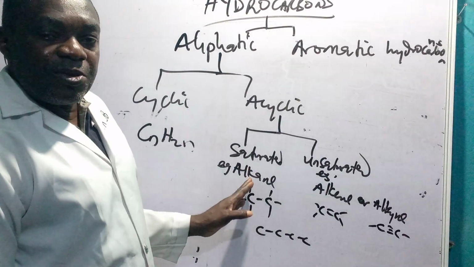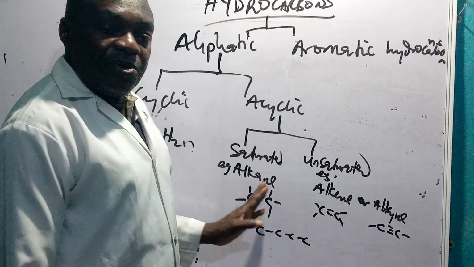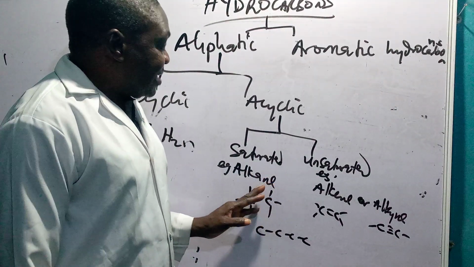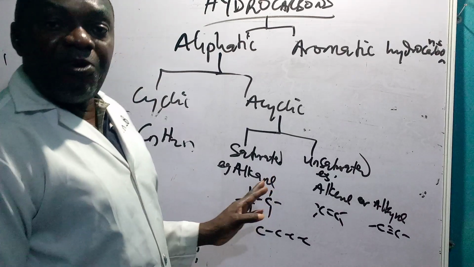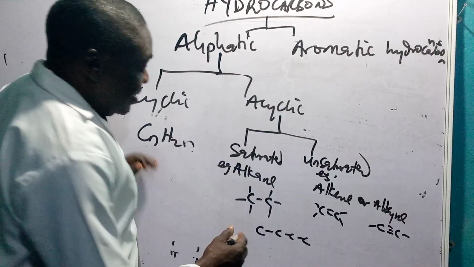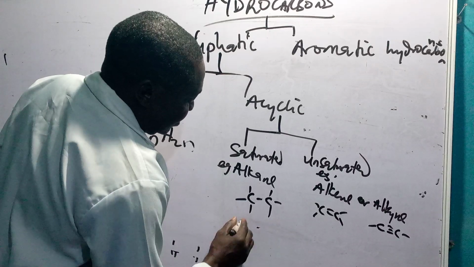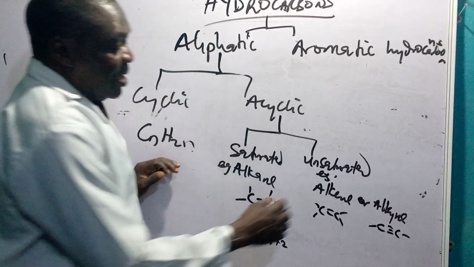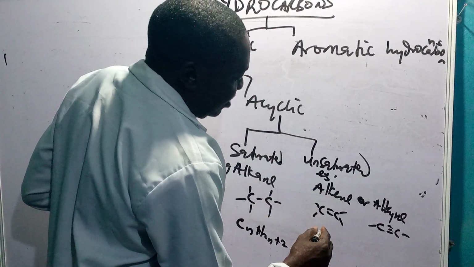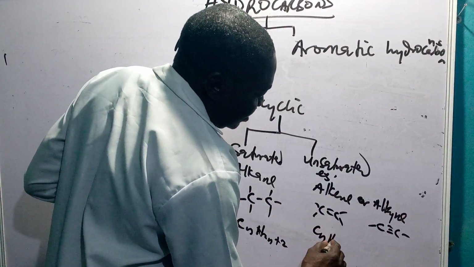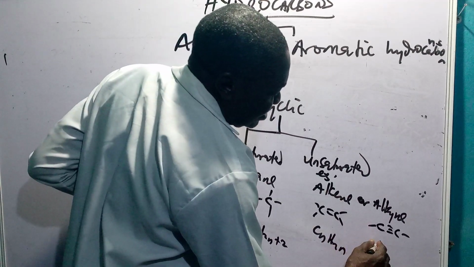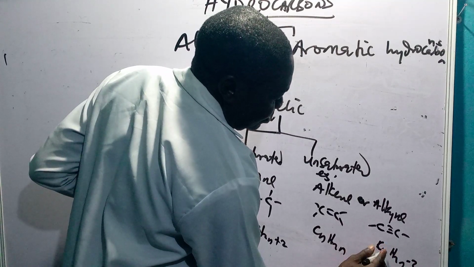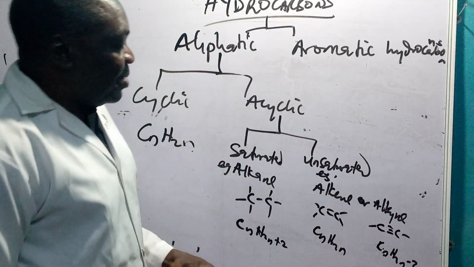Now, there are certain things that are peculiar to these. First of all, we said they are saturated hydrocarbons. As saturated hydrocarbons, alkanes always conform to a general molecular formula CnH2n plus 2. While alkenes conform to a general molecular formula CnH2n, and for alkynes, CnH2n minus 2. So these are their general molecular formulas.